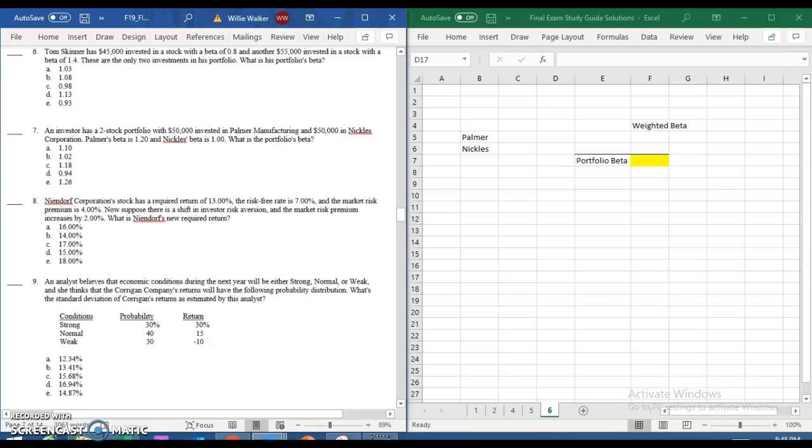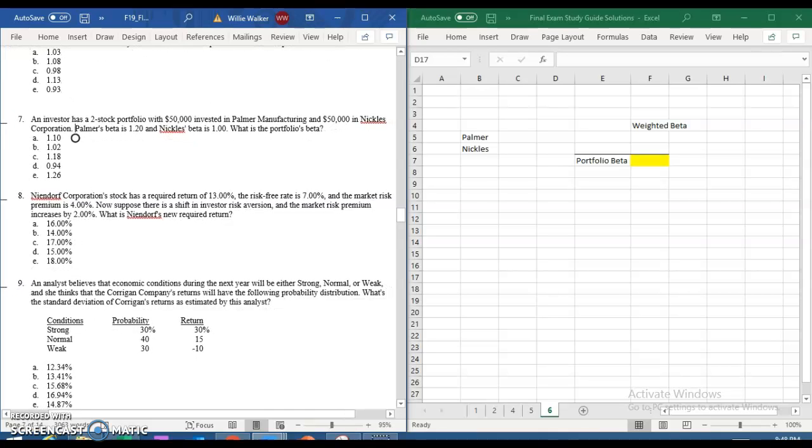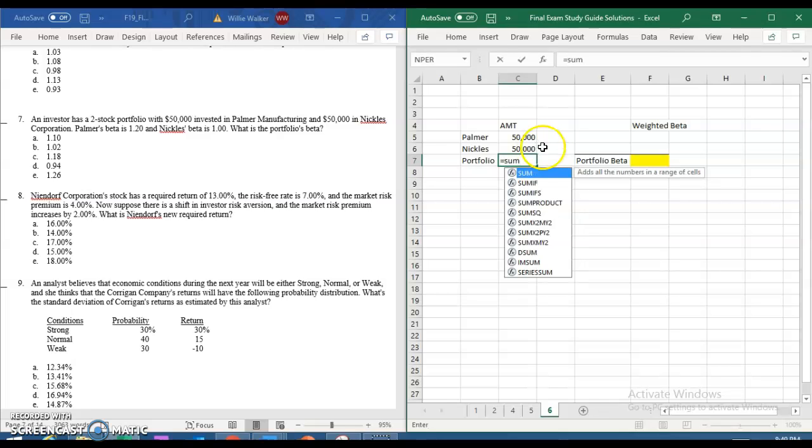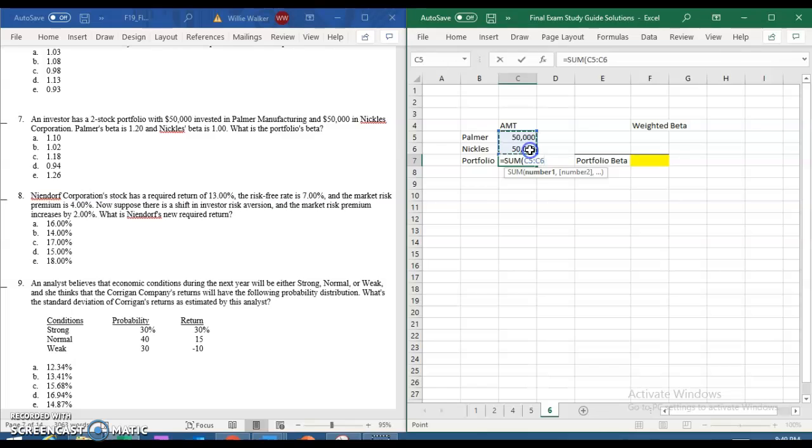Okay, so let me make that small so you can see it. Cool. So we have Palmer, we have Nichols. Palmer, 50,000. That's the amount. And Nichols, 50,000. Okay. Portfolio total is going to be 100,000. So we need to find the percentage.